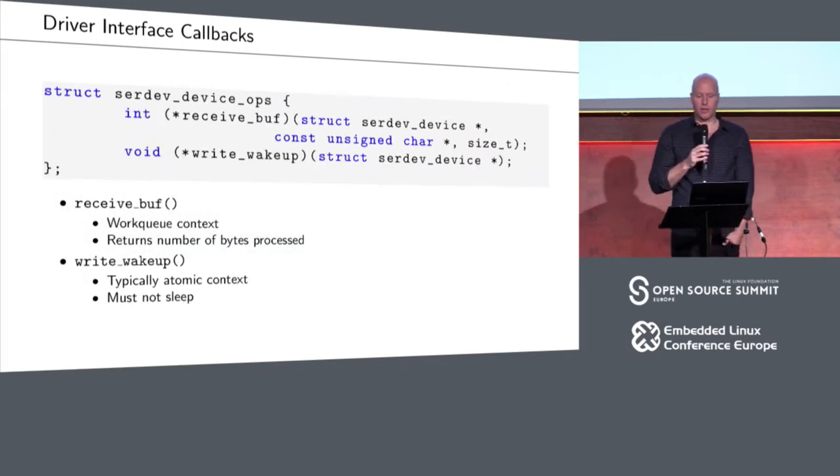In the other direction, we have a couple of callbacks. Again, it's the receive buf and write wakeup callbacks. Receive buf is called in workqueue context, so you can sleep, and it should return the number of bytes that the serial client has accepted and processed. Write wakeup is typically called in atomic context, so you cannot sleep.